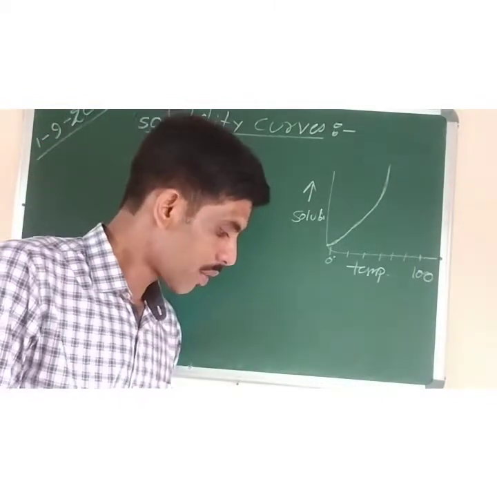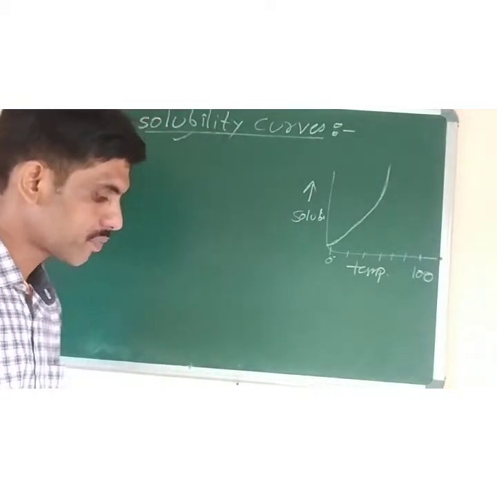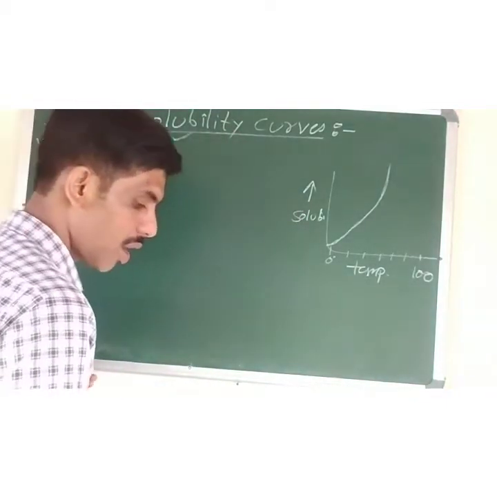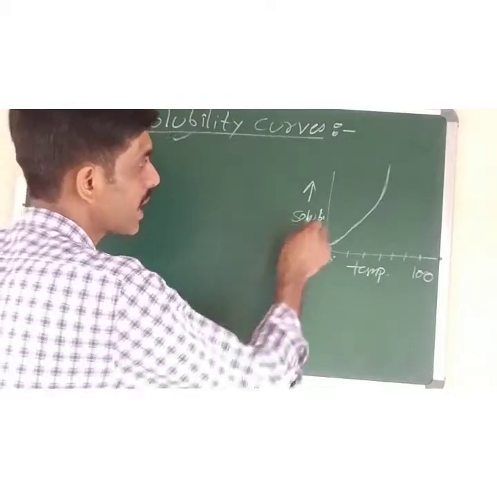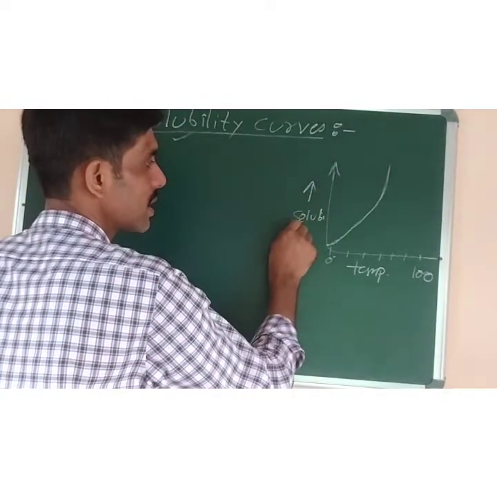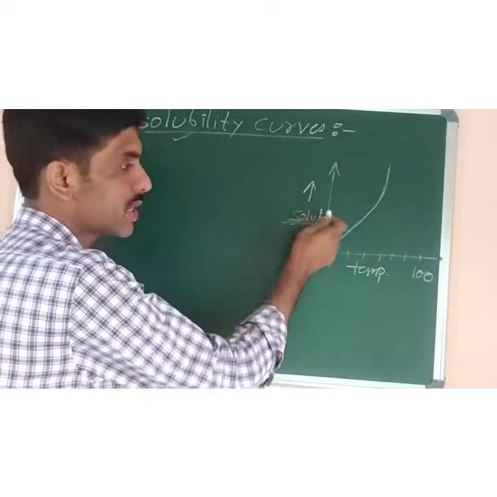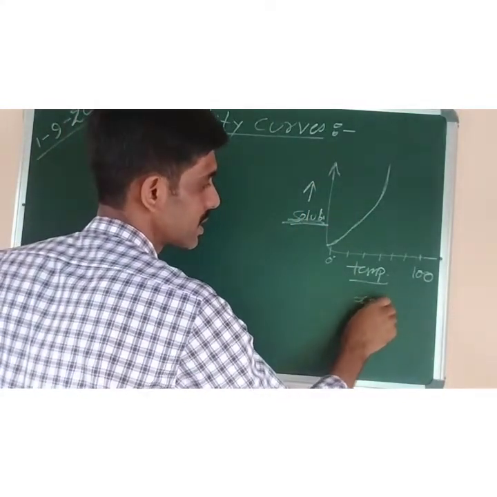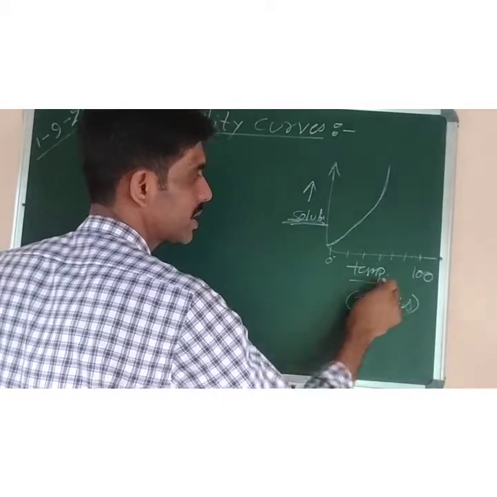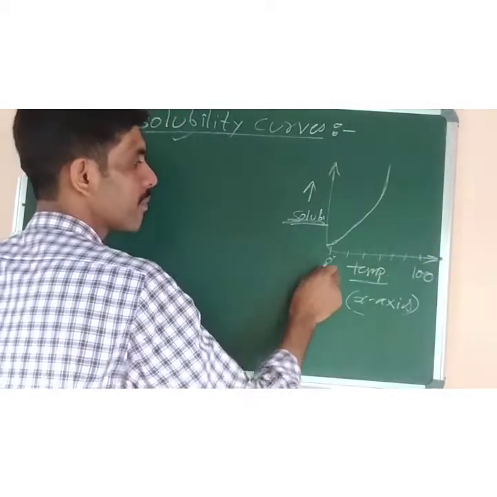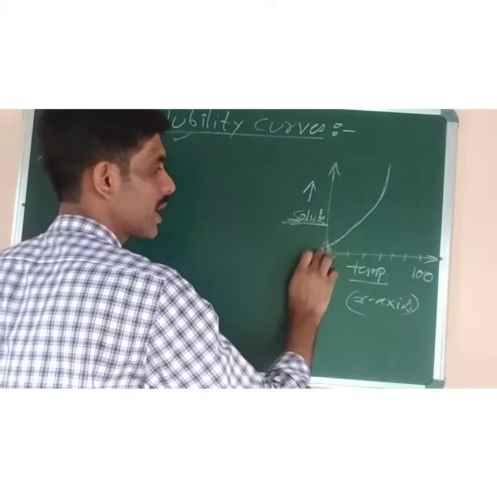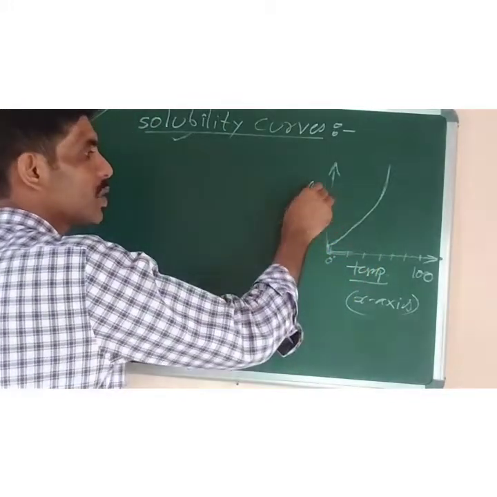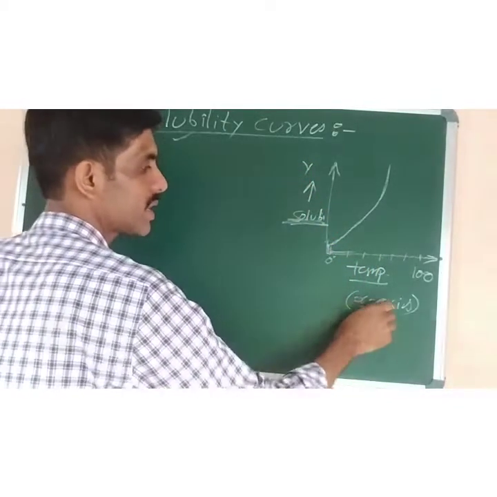Okay? Now, in a graph, solubility is plotted along the ordinate, the y-axis. This one is called the y-axis. This is the solubility which is kept on the y-axis. And the temperature is plotted on the x-axis. This line is called the x-axis. In maths, you have studied this. This is the origin, that is O, the starting point. Okay? So this is the y-axis and this one is called the x-axis.